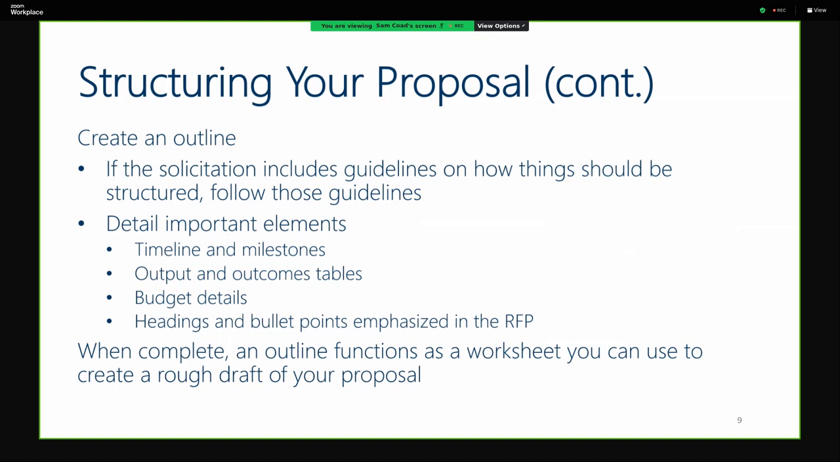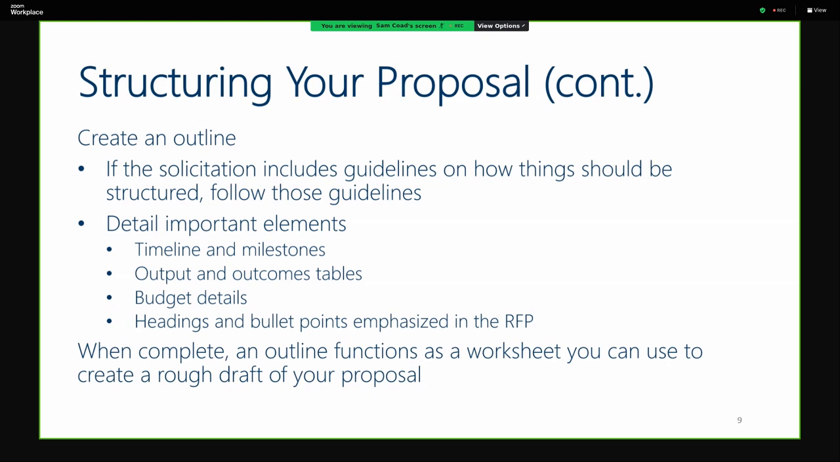Also, you want to create an outline based on those criteria. If the solicitation includes guidelines on how things should be structured, follow those guidelines. Those basic proposal elements are useful, but every solicitation is unique, and you want to structure it to make it easy for the reviewers to score. So if they have the RFP in front of them and they're going down the line trying to check boxes off, you want to make sure that it's easy for them to see and easy for them to read.